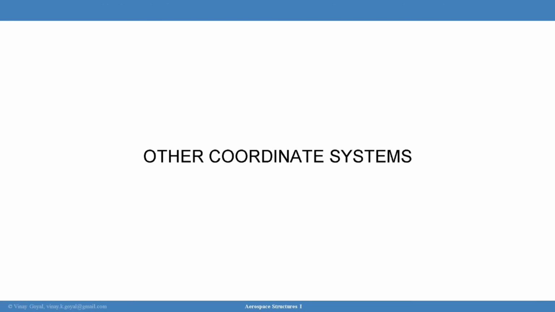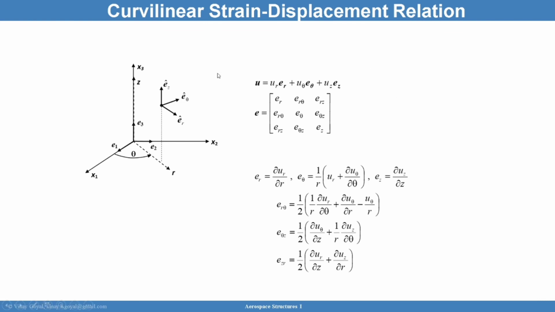Other coordinate systems do exist. I want to point out the cylindrical coordinate system. Here, I have x1 and x2 as a Cartesian coordinate system, but I want to express what we're looking at here. So if you have a body of material that revolves about the z-axis, then ER is the radial coordinate system, theta is the tangential or circumferential coordinate system, and z is the coordinate system that coincides with the axis of revolution.